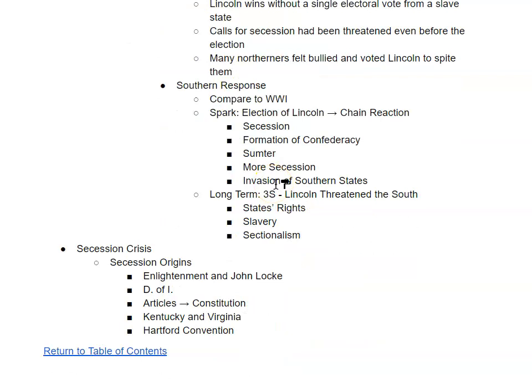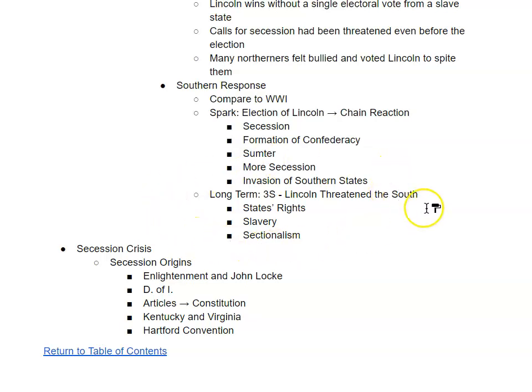When the news of Lincoln's victory happens, remember, the popular vote is known and the electoral vote is known in November. But Lincoln will not be inaugurated until March. In many ways, it is a spark, like the assassination of the Archduke in World War I. It will spark a chain reaction of secession, the formation of the Confederacy, and the firing on Fort Sumter. It'll lead to more secession, and then Lincoln's invasion of the southern states.